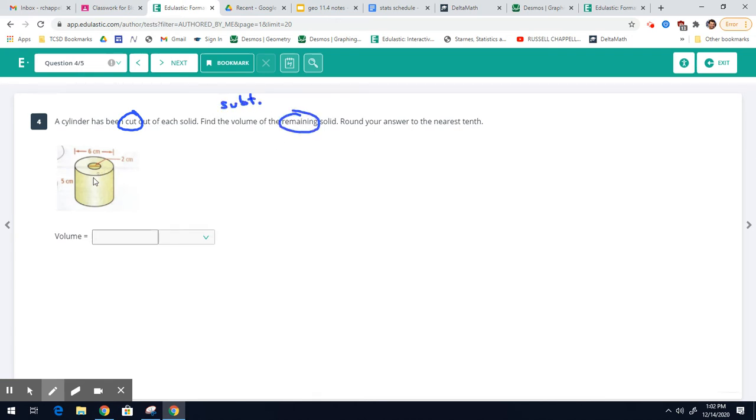So when you look at this picture here, you have a bigger cylinder and then a smaller cylinder on the inside. That smaller cylinder is going to be cut out of this bigger cylinder. So all this is: find the volume of the big cylinder and subtract the volume of the small. Again, the volume of a cylinder is area of the base times the height. The base is a circle, pi r squared h.